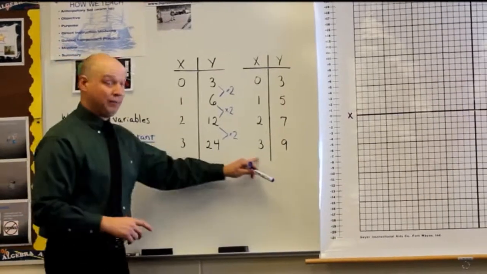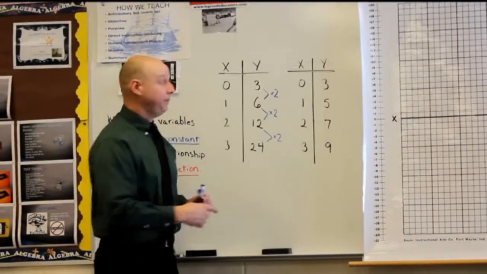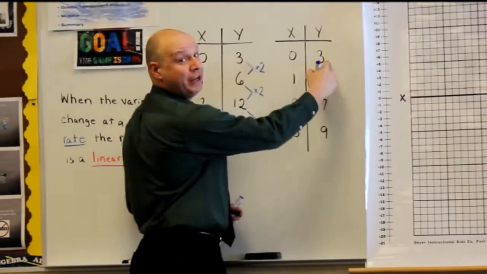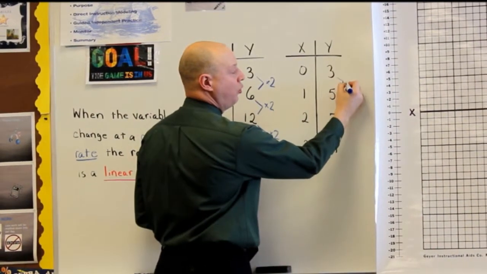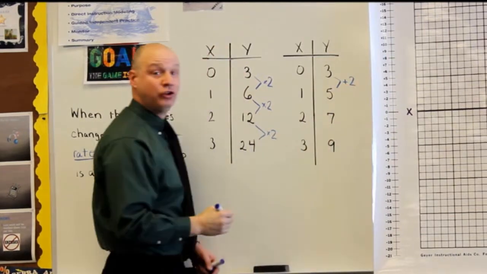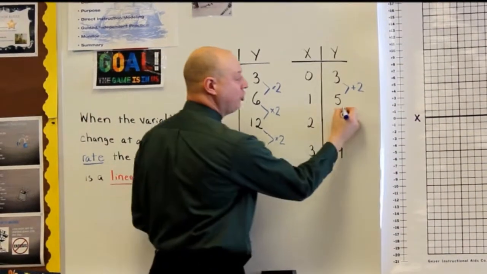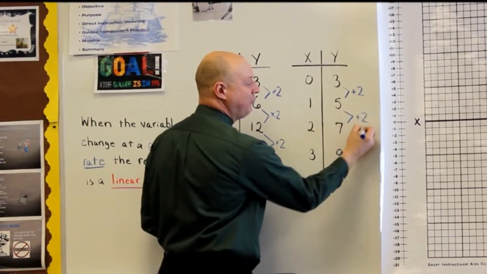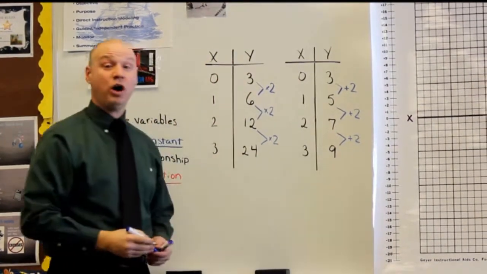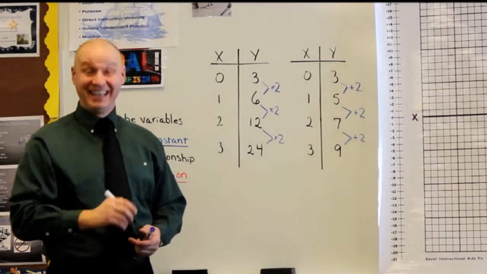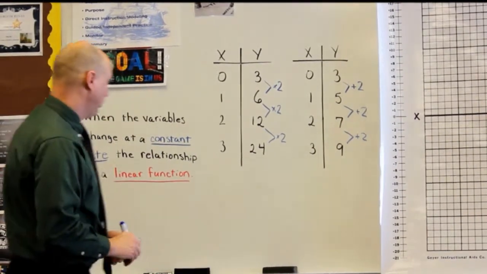Now the second table, if you'll take a look here, we go from 3 to 5 to 7 to 9, we are increasing by 2. We're adding 2 to the y every single time x is increasing by 1. This is a linear function.